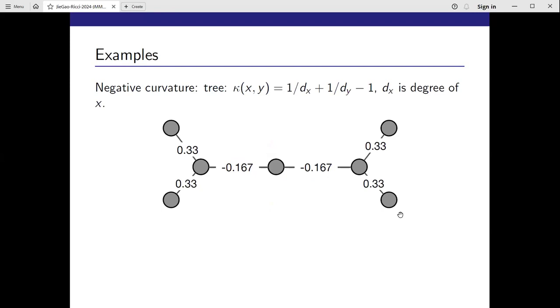Moving on, if I have a tree, we can actually write down exactly what the curvature is. The curvature for, in general, an edge xy is in the square, where dx and dy are the degrees. And in fact, apart from the edges at the very end, for all of the other edges of a tree, you have negative curvature. Again, this matches with the intuition that if you have a tree, the curvature is negative basically everywhere. Okay.